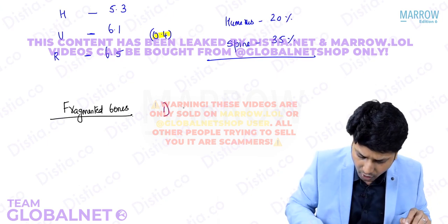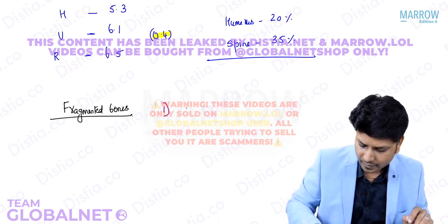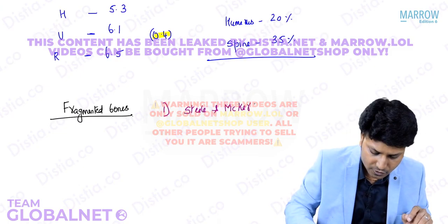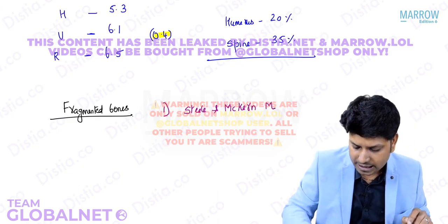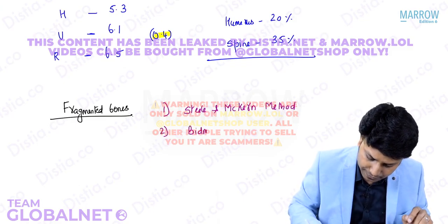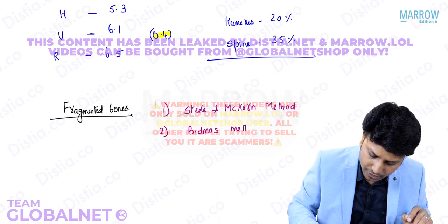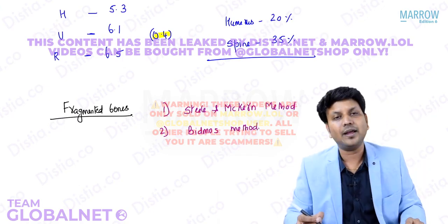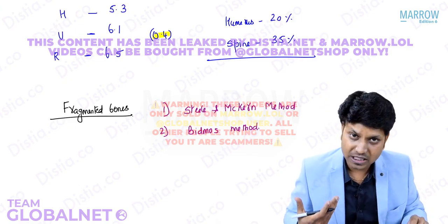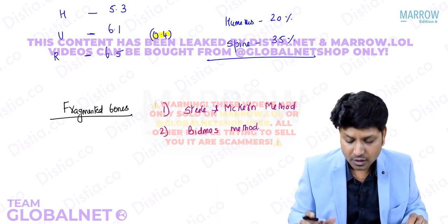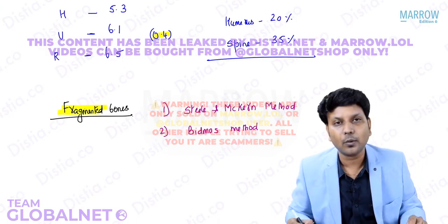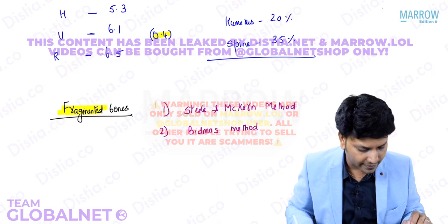Number one, it is called Steele and Mckern's formula, or you can say Steele and Mckern's method. And another important one, the latest one, is Bidmos method. Both have given formulae by which even from a fragment of the bone you can find out the entire stature of the person. So just to remember, all this is from fragmented bones. Okay, fine. So that is about the stature that we have to know.